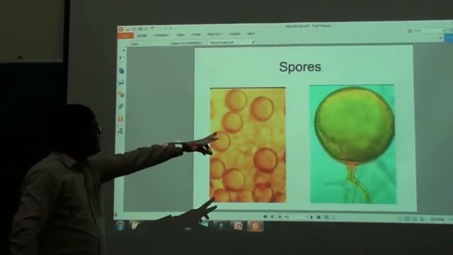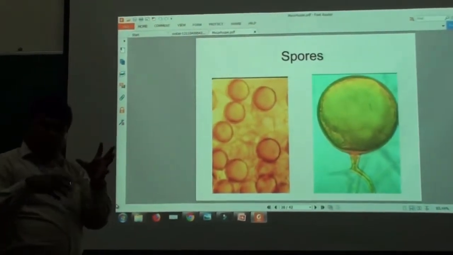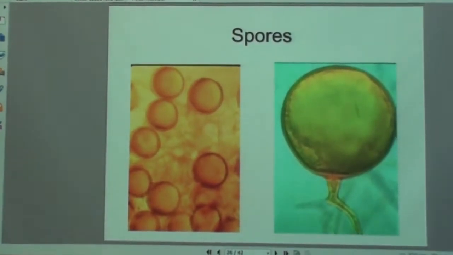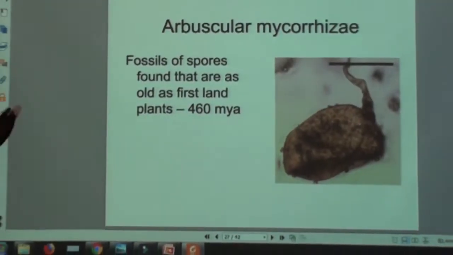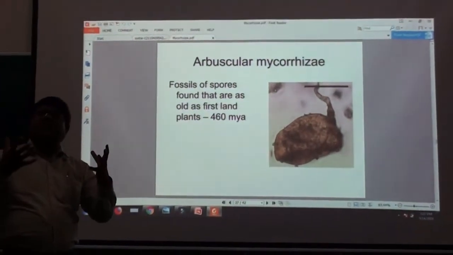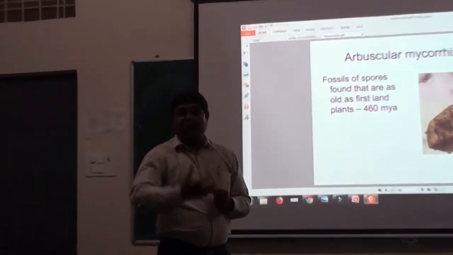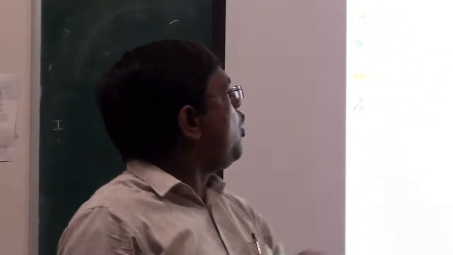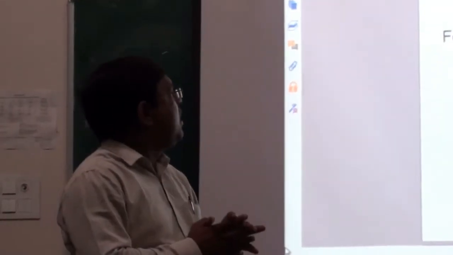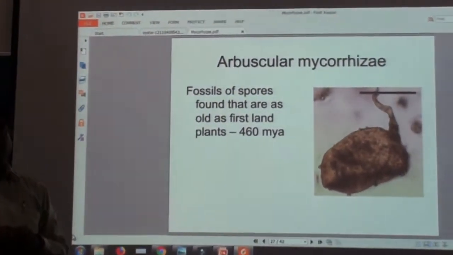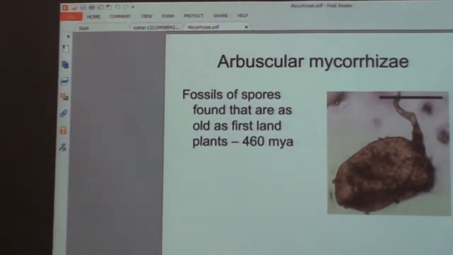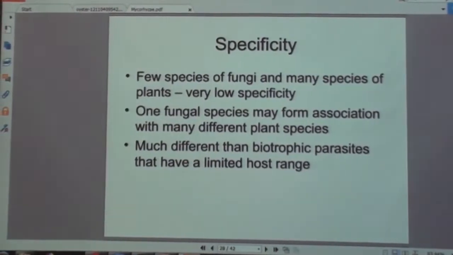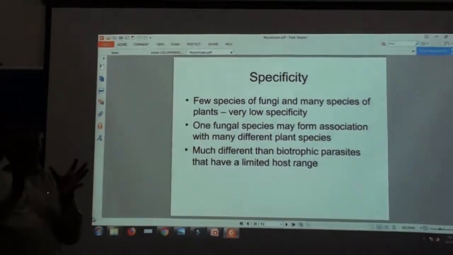And these spores we can see here, like these types of mycorrhizal spores, if once we found them in the anatomical sections, definitely that should be considered as an arbuscular mycorrhiza. And this mycorrhiza, we can see, is also one of the oldest fungi associated with the oldest terrestrial plants, because we have fossil spores found that are as old as the plants, about 460 million years. Whereas we have specificity in this particular report, we see few species of fungi and many species of plants; it is very low specific.